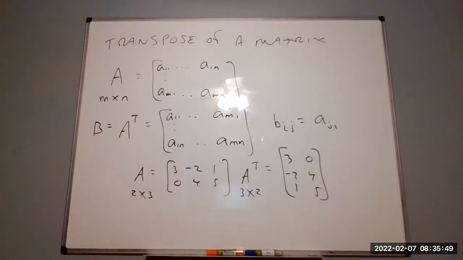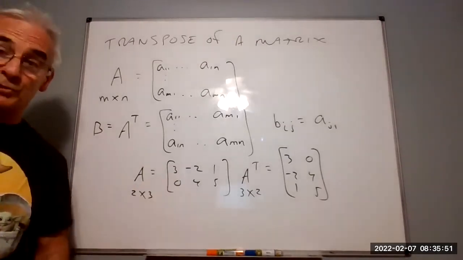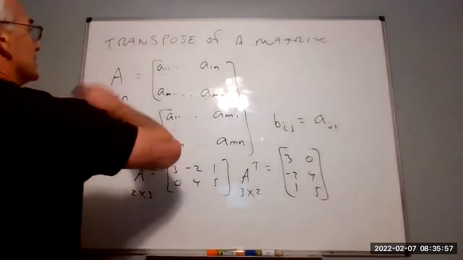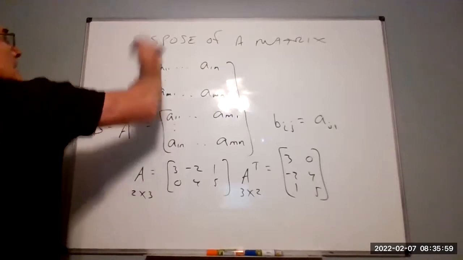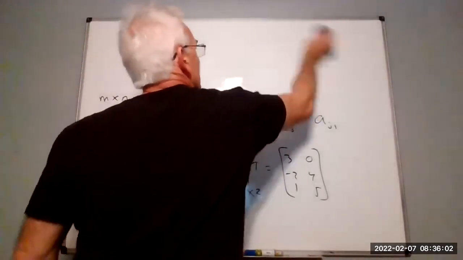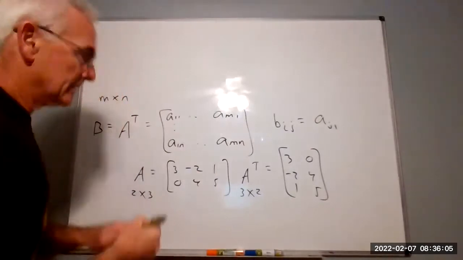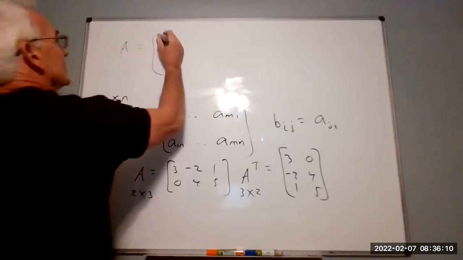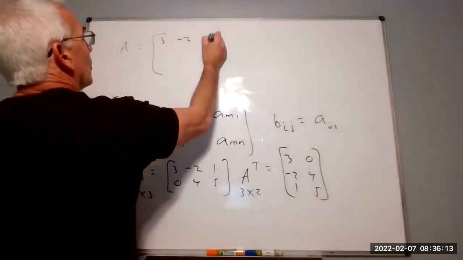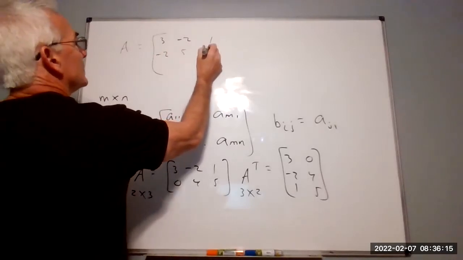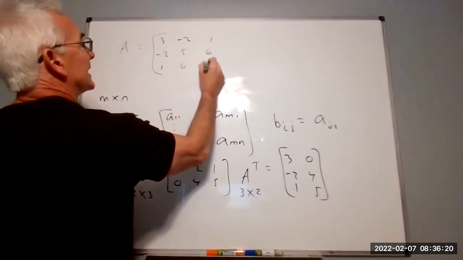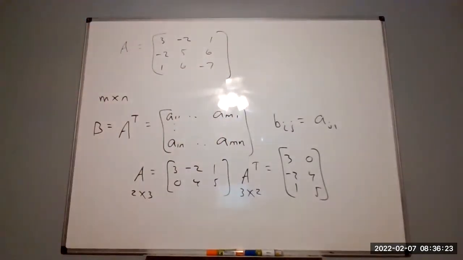Interesting. Okay, well, that's a simple thing. We use transposes a lot. Now, I'm going to throw a what if at you. I'm going to throw another definition. Let's suppose matrix A is 3, -2, 1, -2, 5, 6, 1, 6, -7. Right? I'm giving you a square matrix.